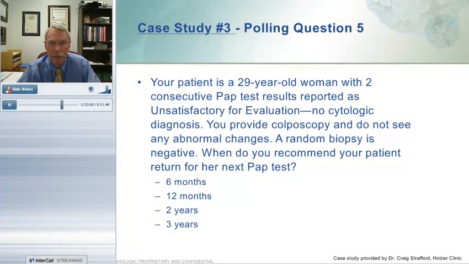The next case study, your patient is a 29-year-old woman with 2 consecutive Pap test results reported as unsatisfactory, no cytologic diagnosis. You provide colposcopy and do not see any abnormal changes. A random biopsy is negative. When do you recommend that your patient return for her next Pap test? The choices are 6 months, 12 months, 2 years, or 3 years.